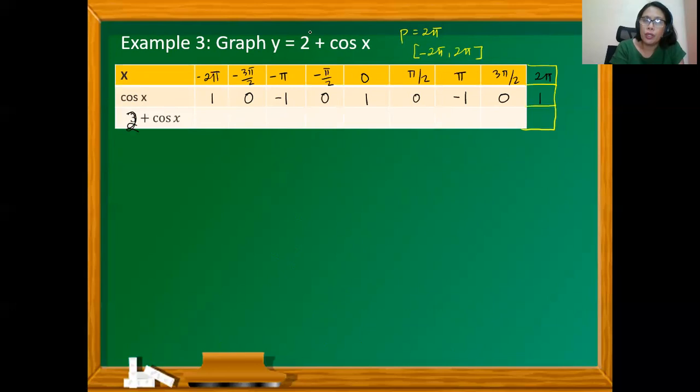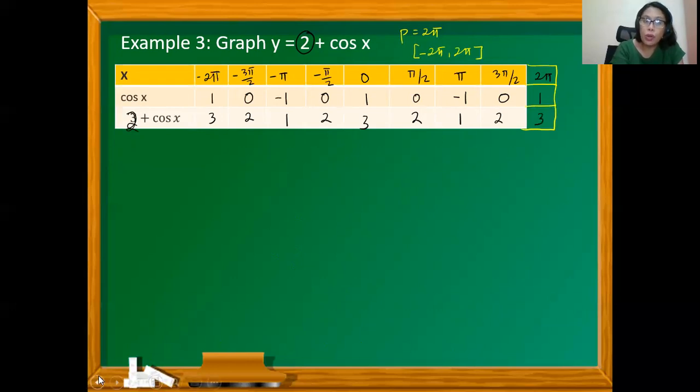So now, the graph moves up by 2 units if we compare this with y equals cosine x. So 1 plus 2 is 3. Negative 1 plus 2 is 1. 0 plus 2 is 2. 1 plus 2 is 3. 0 plus 2 is 2. Negative 1 plus 2 is 1. 0 plus 2 is 2. And 1 plus 2 is 3.